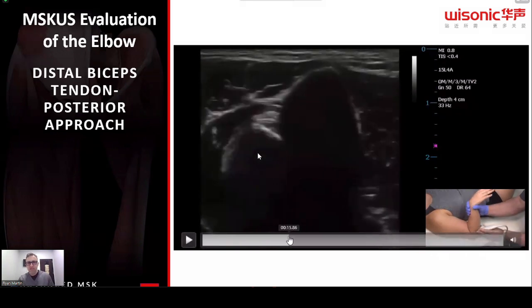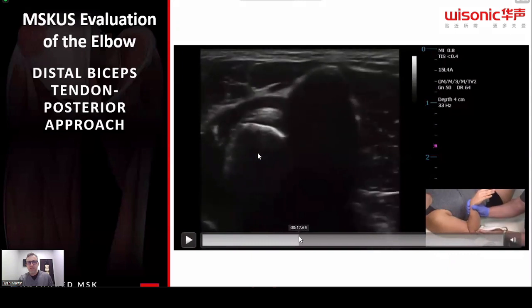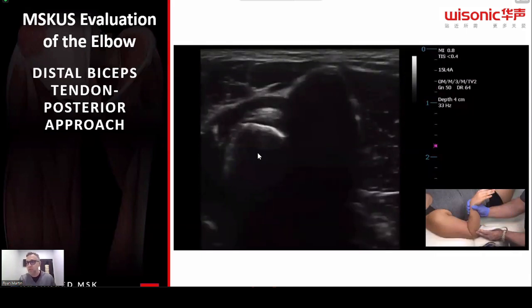So as he rotates it back and forth here, you can see this parrot's beak appear right through here. Okay, that is the distal enthesis. That's the enthesis of the biceps brachii on the radial tuberosity.